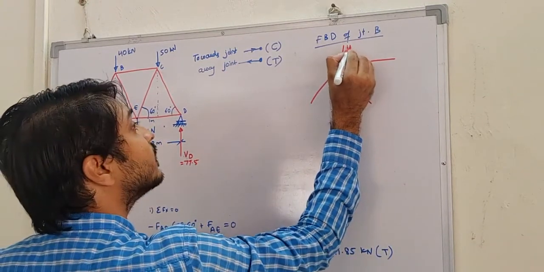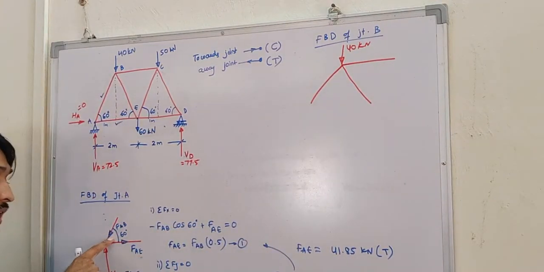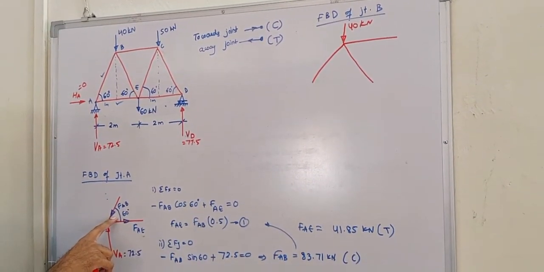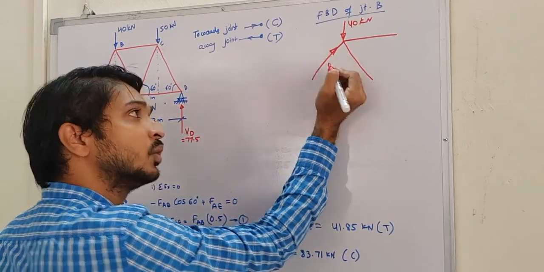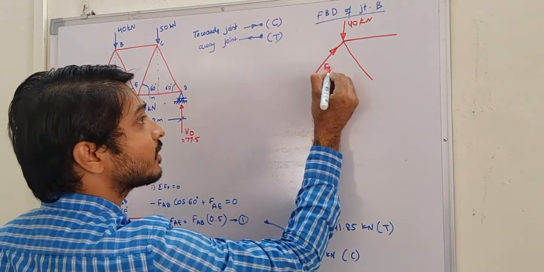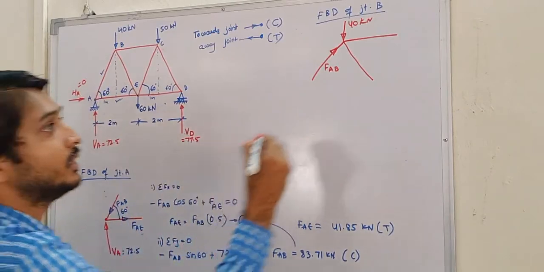This one is 40 kilonewton, and here what we have got? FAB. FAB is towards the joint, that is compression. So again we have to draw the same here also, towards the joint, compression. This is FAB, and here this is FBE.